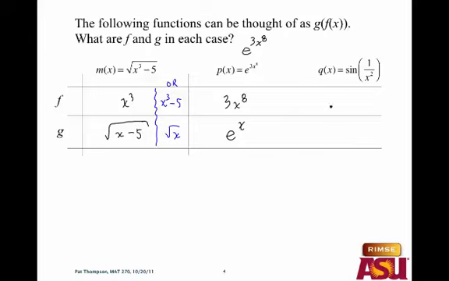Okay, what about this? What happens to x first? 1 over x squared you could do. That's one possibility. So you think about plugging in x. What would you do to x first? That's f. That's the first thing that happens. Then we take the output of that and put it into what function? Sine of x.